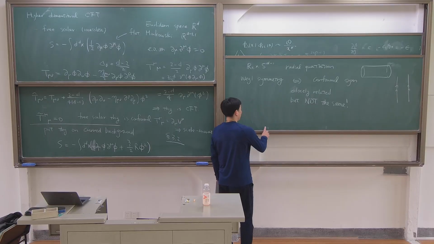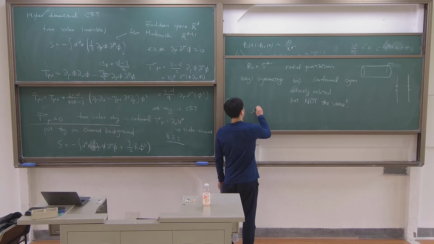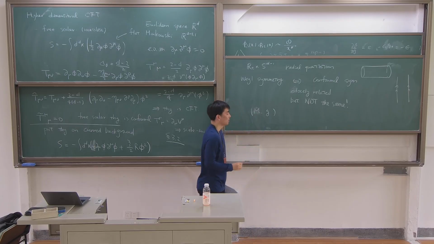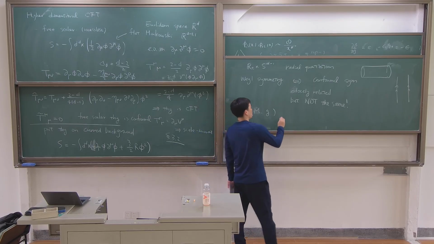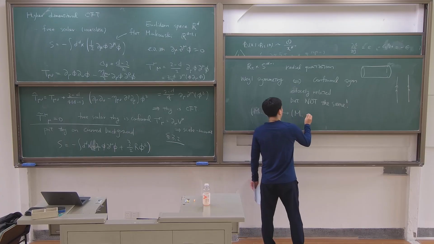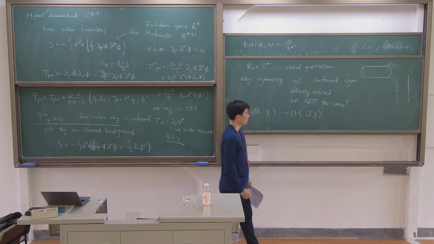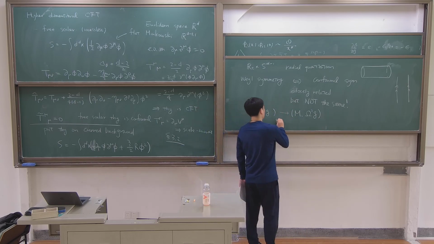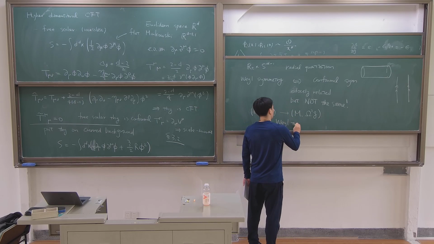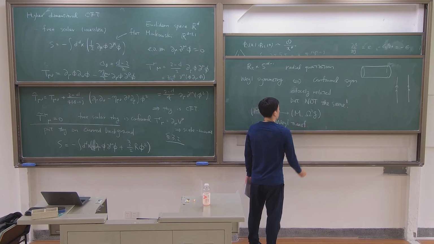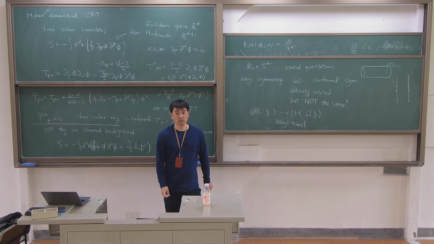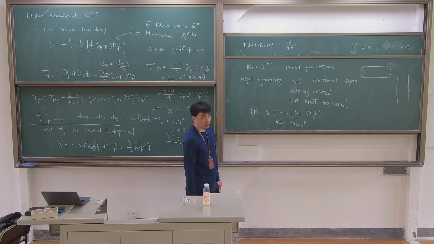Weyl symmetry is defined on a fixed Riemannian manifold, M and g. M is a manifold and g is a metric. This is the Weyl transformation: you just change the metric without touching the manifold.